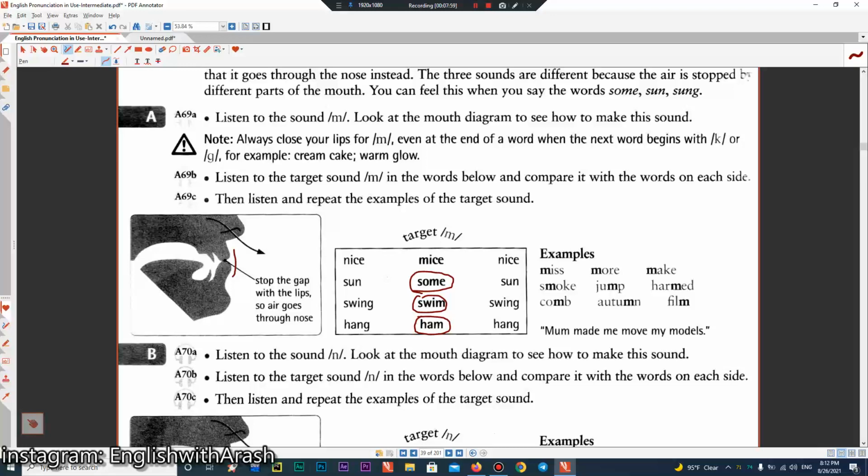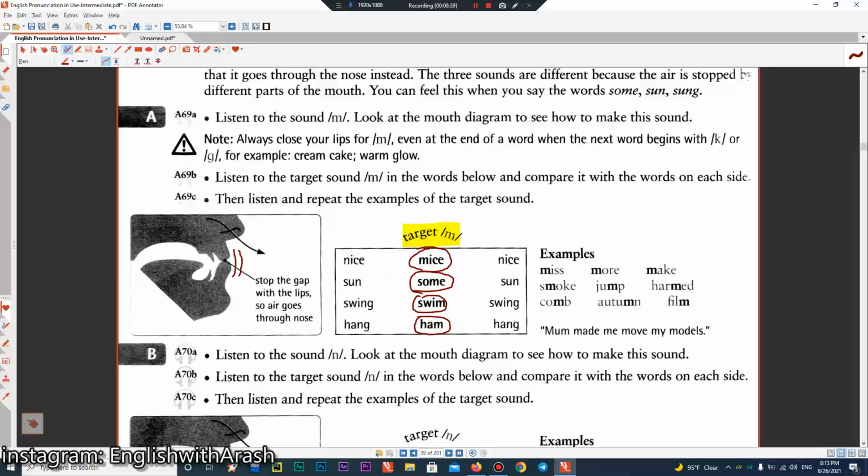So nice, that's the n sound, which is different, but mice is the target sound we are working on. Or for example, sun, that's different because when you say sun, your lips are not closed. But here when you say some, your lips are closed. There's no air coming out of your lips. I mean, they're totally closed. So you stop the air and you push the air out of your nose and you say m.